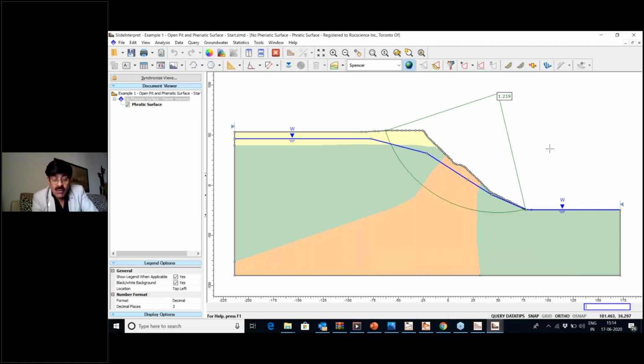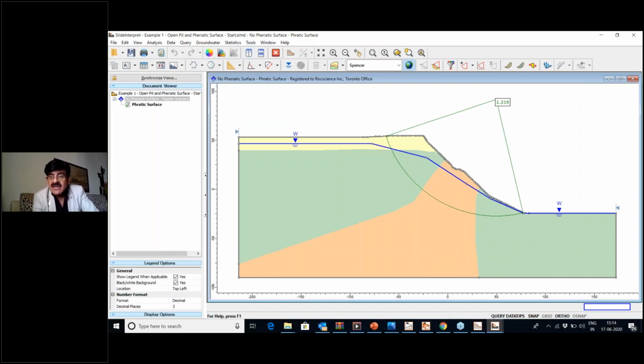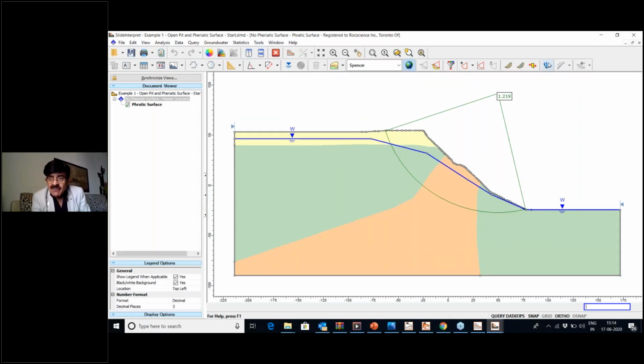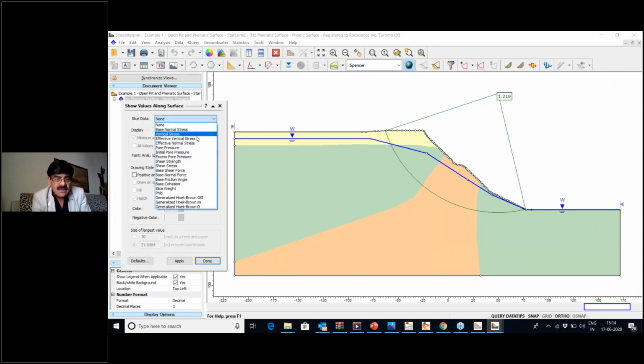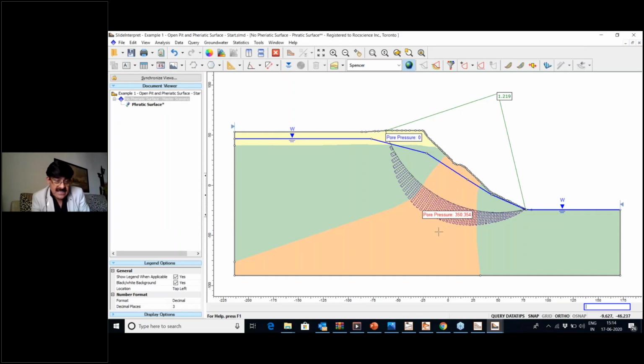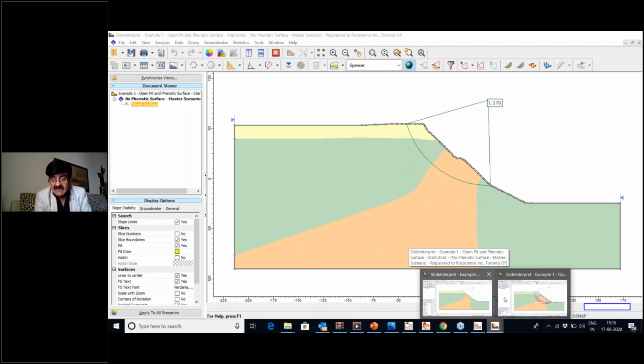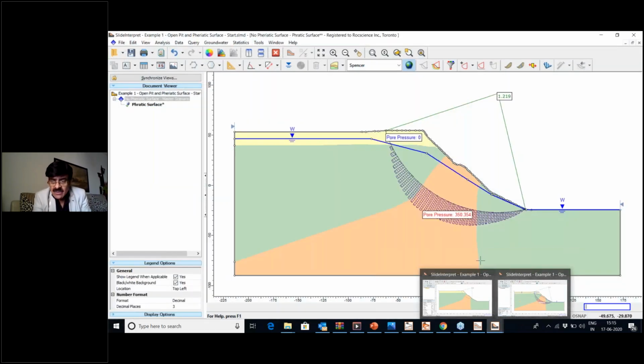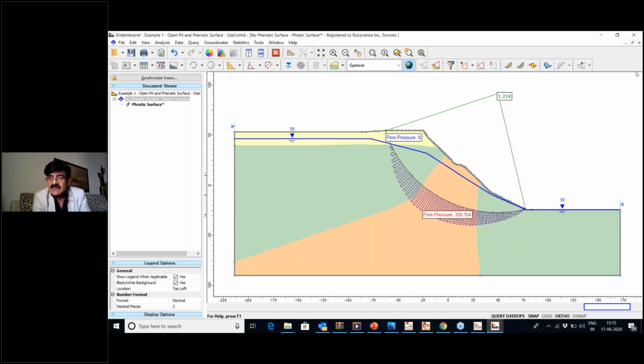And so you can also see the development of, let me see if I can tile them together. Let me try. No, for some reason it's not possible. Anyway, it doesn't matter. So we'll check for the pore water pressure. Under flow value along surface, we'll choose the pore pressure here. And you can see the presence of pore water pressure along the slip surface in this case. And because of that, the factor of safety has come down from what you saw earlier, 1.578, to 1.219. So, okay, let's go back to the presentation.